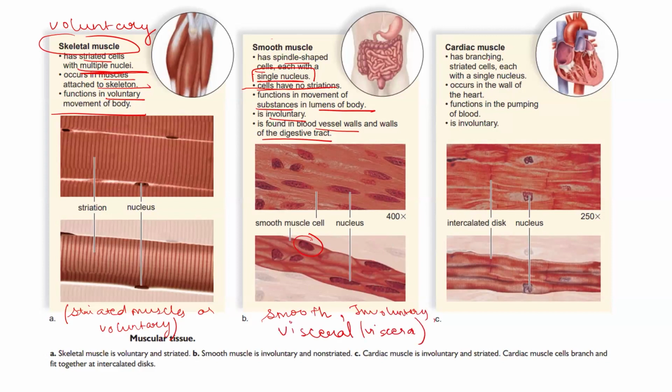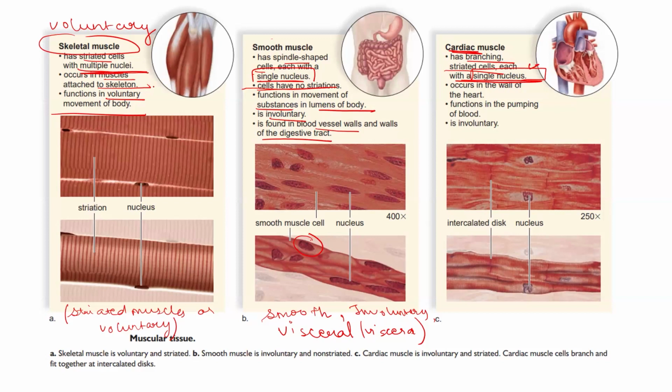The last that we discussed was the cardiac muscle, which has branched, striated cells, each with a single nucleus. So there is a difference between the striated muscles or the skeletal muscles and the cardiac muscles in the fact that cardiac muscles have a single nucleus, but the skeletal muscles have multiple nuclei. Due to the actin and myosin filaments that help in the striation of the skeletal muscles.